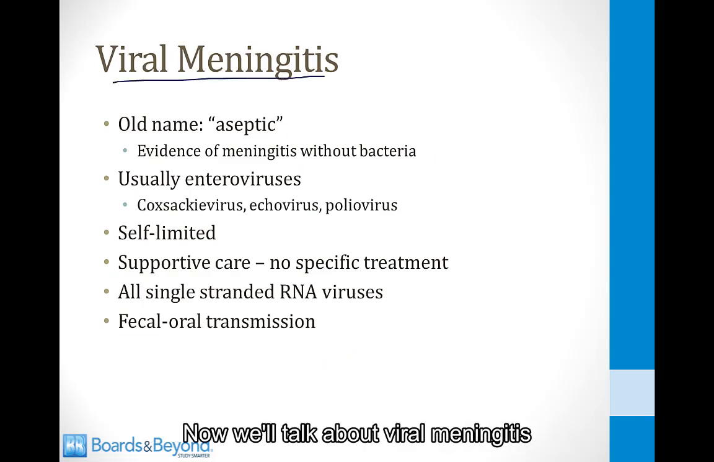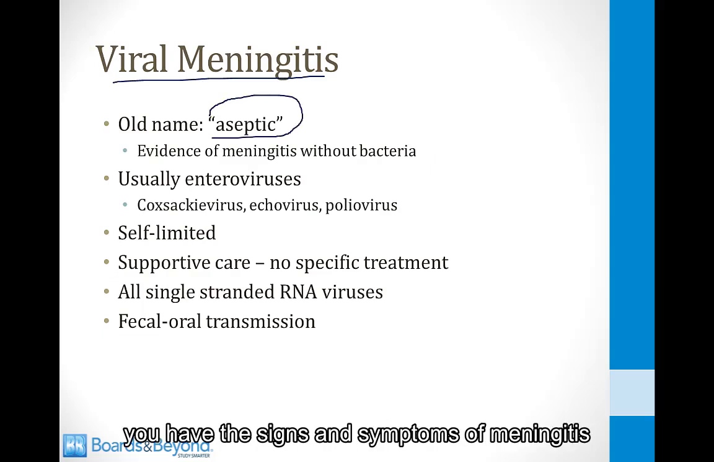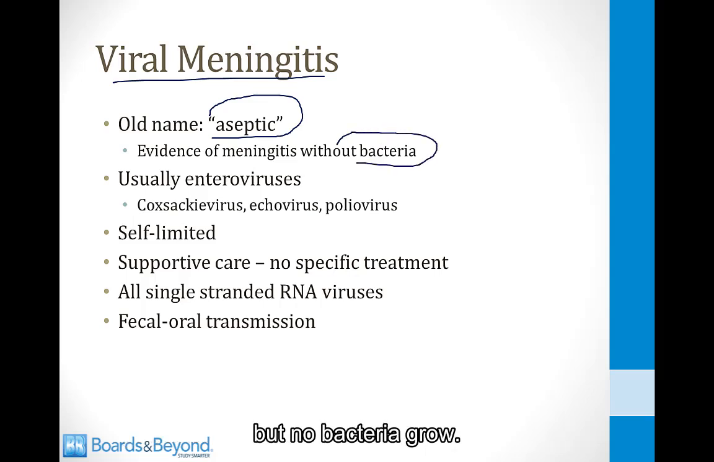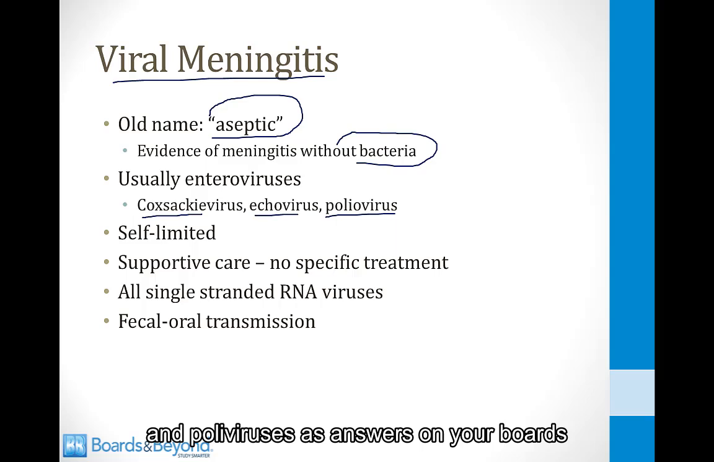Now we'll talk about viral meningitis. And the old name for this is aseptic meningitis, because it used to mean you have the signs and symptoms of meningitis but no bacteria grow. It's usually caused by enteroviruses. So look for viruses like Coxsackie virus, echovirus, and polioviruses as answers on your boards for what causes viral meningitis.